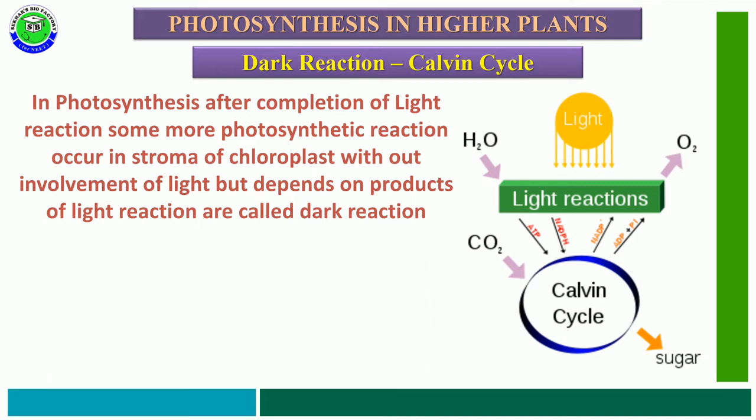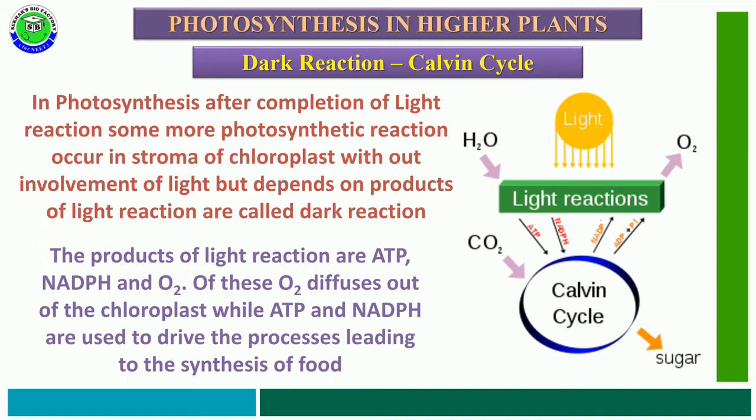In photosynthesis, after completion of the light reaction, some more photosynthetic reactions occur in the stroma of the chloroplast without involvement of light energy. But these reactions occur by utilizing the products of the light reaction, like ATP and NADPH. These reactions are named as the dark reaction. The oxygen from the light reactions diffuses outside the chloroplast, but the remaining products, ATP and NADPH, are utilized in the dark reaction that leads to synthesis of food material in the form of glucose or sugars.